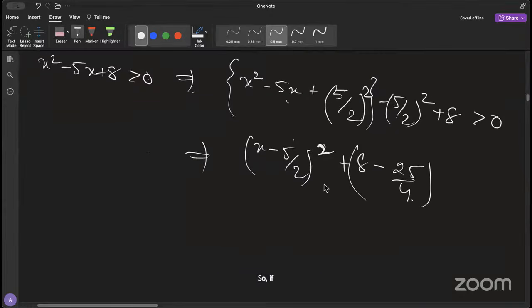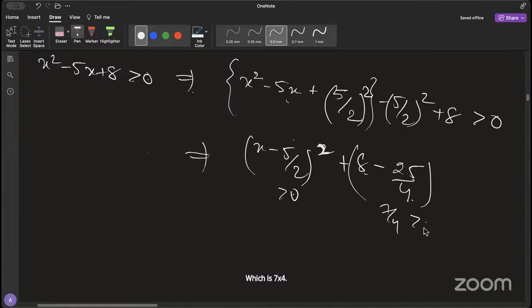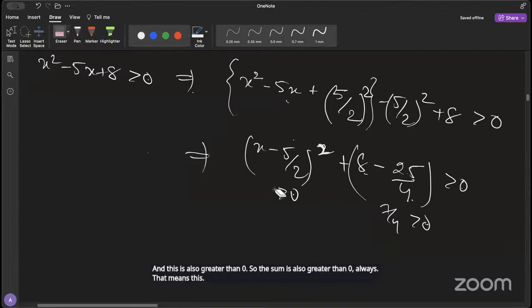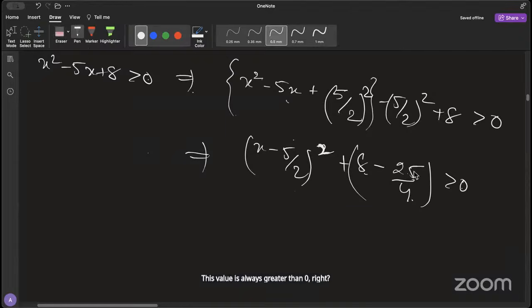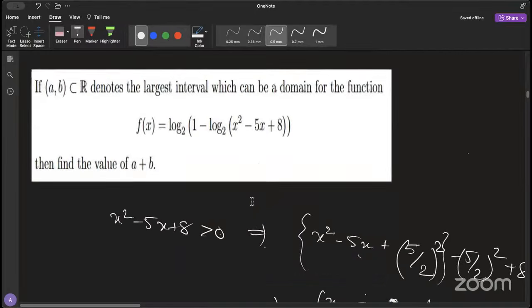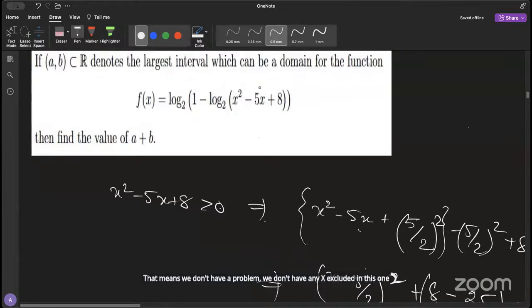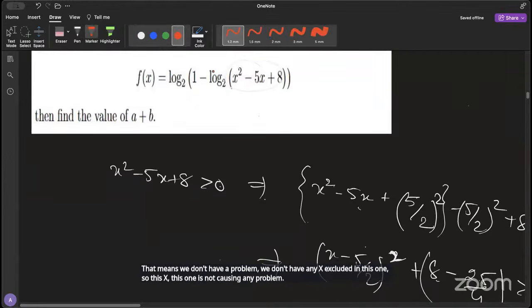So if you do it this way, this expression is the same as this expression, and this is a square, so it's always going to be greater than 0. And this is 8 minus 25 by 4, which is 32 minus 25 by 4, which is 7 by 4. So this is also greater than 0, and the sum is also greater than 0 always. That means this entire expression will remain greater than 0 no matter what value of x you choose. That means we don't have a problem. We don't have any x excluded in this one, so this one is not causing any problem. Then we come to the next one, which is this entire thing.